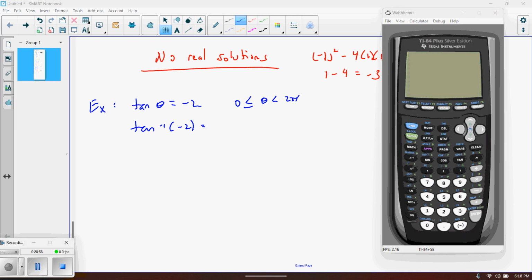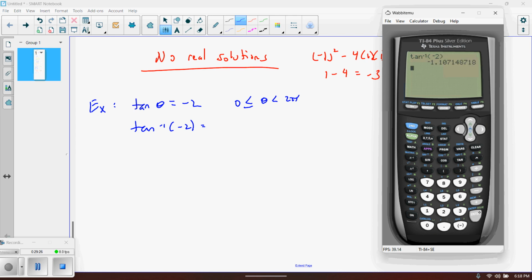All right, the first thing we need to make sure is that the calculator is set up correctly. This should not be in degrees, it should be in radians. So we have to push the mode button, and my calculator already is in radians, so make sure that's the case before we do this. So you're going to do the inverse tangent of -2.